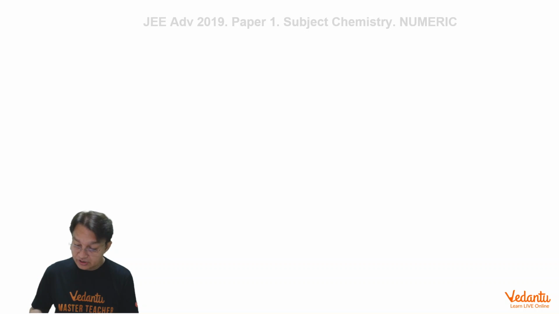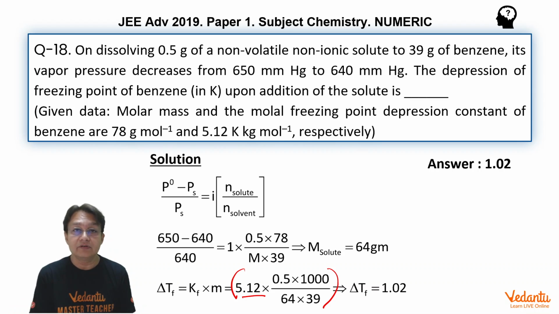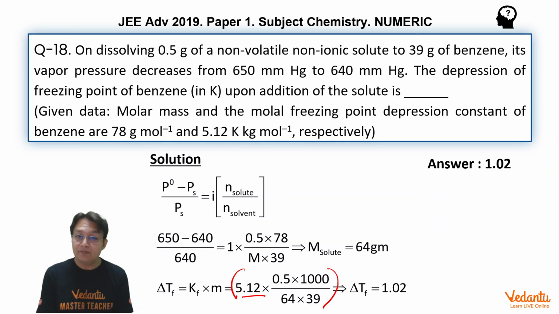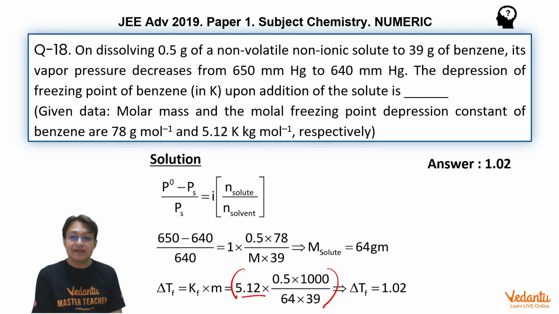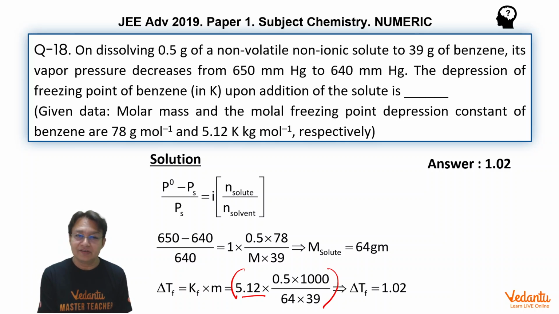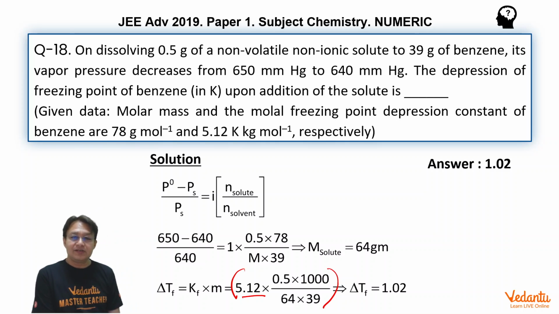You can see the solution here, and you have an alternative solution. You have noticed that the 0.5 gram of non-volatile solute added to the 39 grams of benzene, this information is not needed at all to solve this problem. We just need the information that the vapor pressure decreased from 650 mm of Hg to 640 mm of Hg, the molecular mass of benzene, and the Kf of benzene.